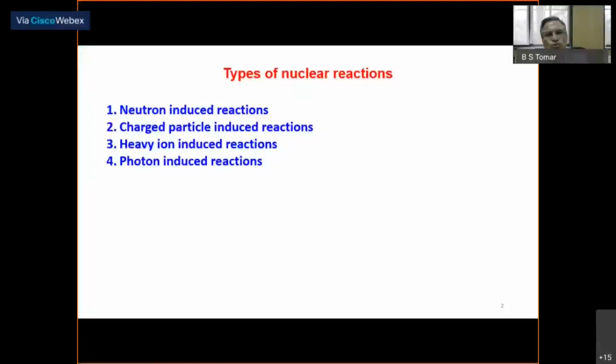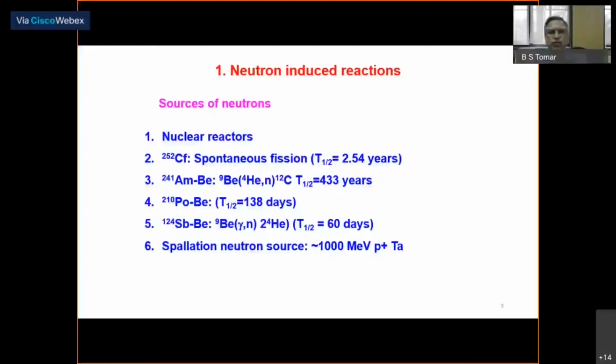I will not go into too much detail of the mechanistic aspects of these reactions, but just give you a glance through certain aspects which are useful in understanding the mechanism as well as using them in producing radioisotopes. So for the neutron induced reactions, it will be nice to know what the different sources of neutrons are that we can use in studying these reactions.